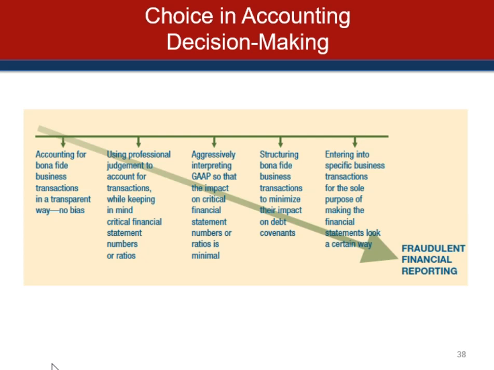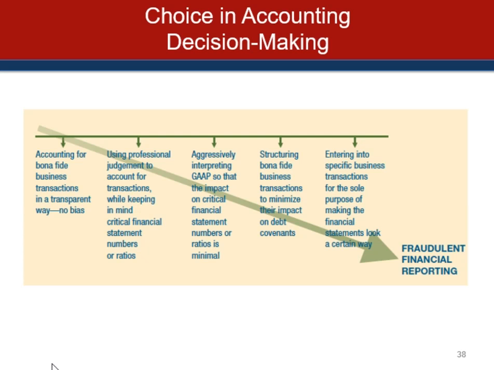So we focus on those. That's generally better information than if we're incorporating bias in the information. Aggressively interpreting GAAP: if you have accountants who tend to pick the method which makes it easiest for them to manipulate financial statements, particularly critical measurements such as earnings, earnings per share, and the basis for management bonuses, that tends to be less quality information.